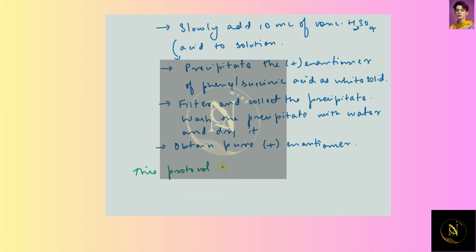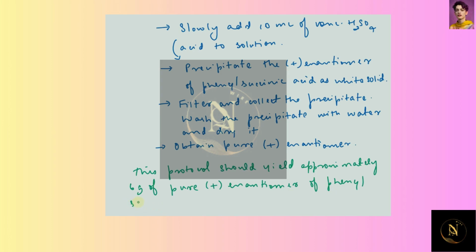This protocol should yield approximately 6 gram of pure plus enantiomer of phenyl succinic acid, which represents a yield of 60%.